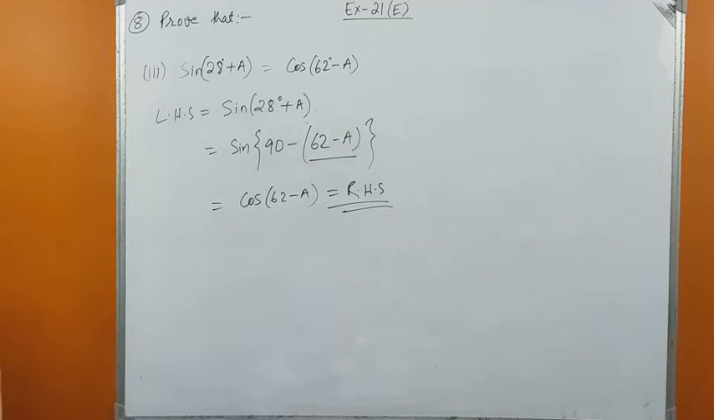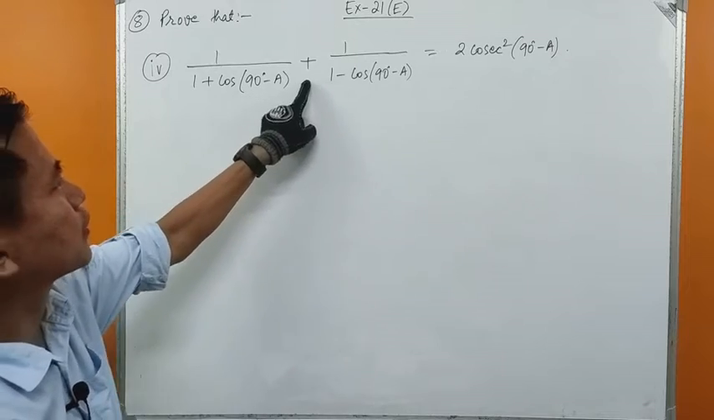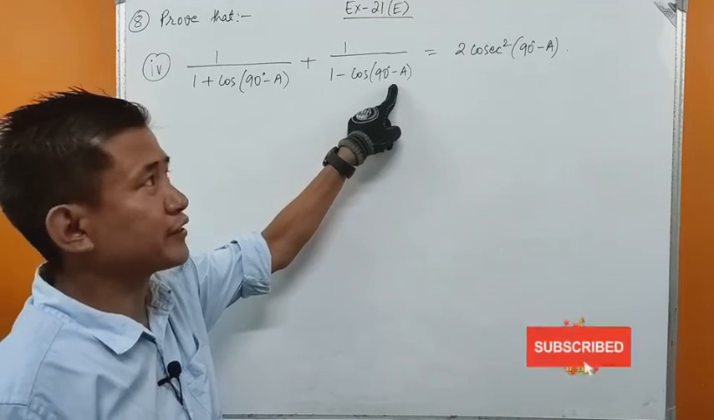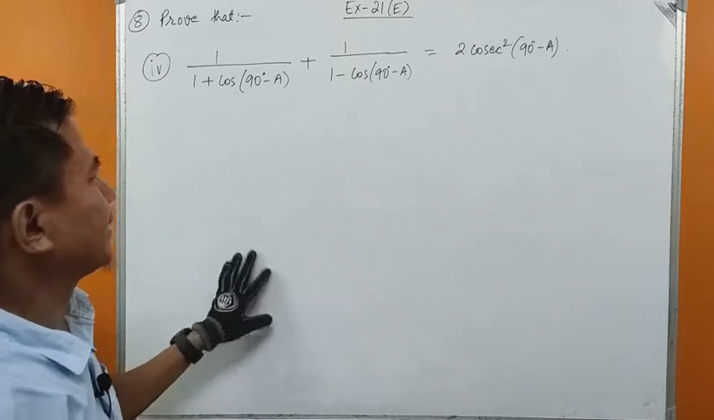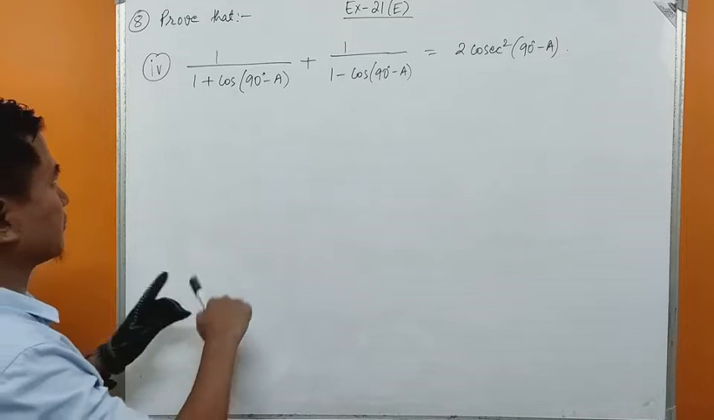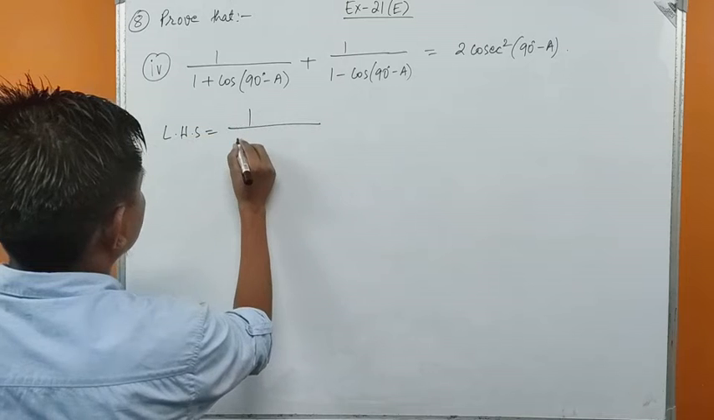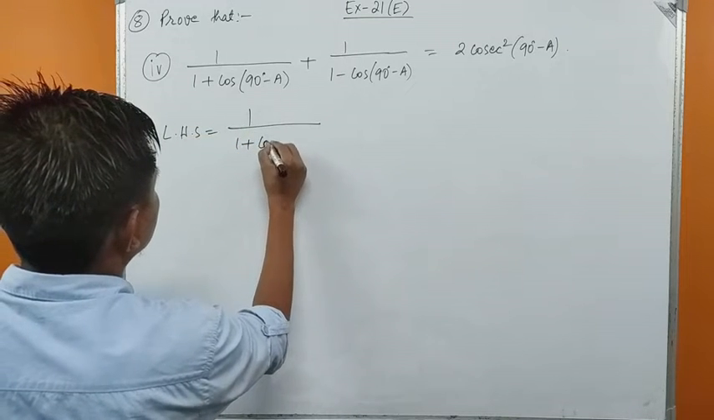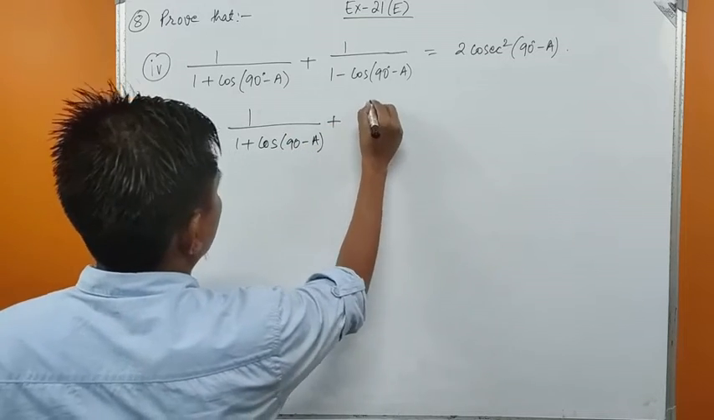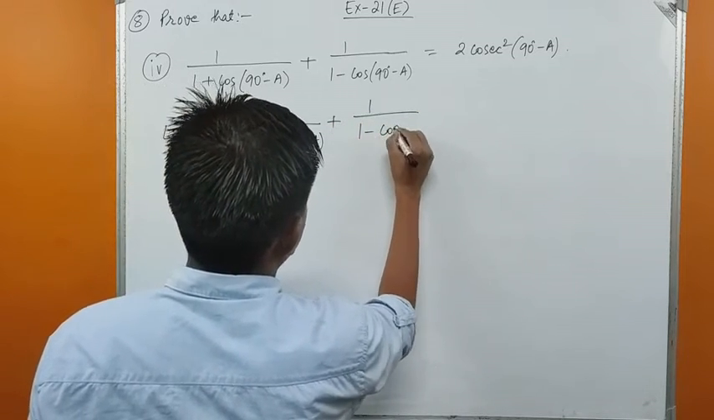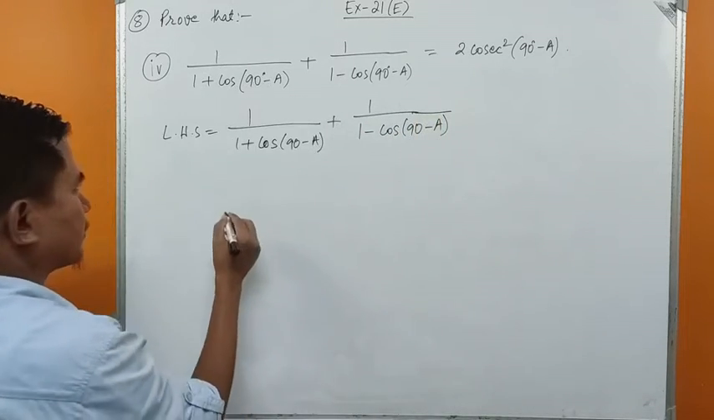Okay, now let us do question number 4. So question number 4 of 8, we have 1 upon 1 plus cos 90 minus a plus 1 upon 1 minus cos 90 minus a in the left hand side, and we are asked to prove this equals to 2 cosec square 90 minus a, isn't it? So let's solve this. In the left hand side we have LHS equals to 1 upon 1 plus cos 90 minus a plus 1 upon 1 minus cos 90 minus a. Okay, this is what we have in the left hand side, isn't it?